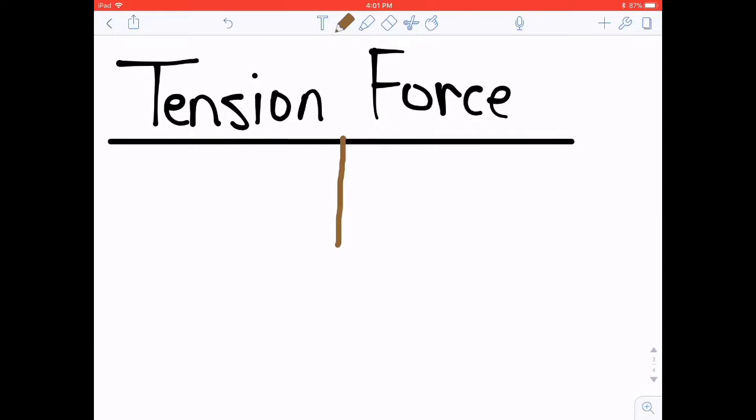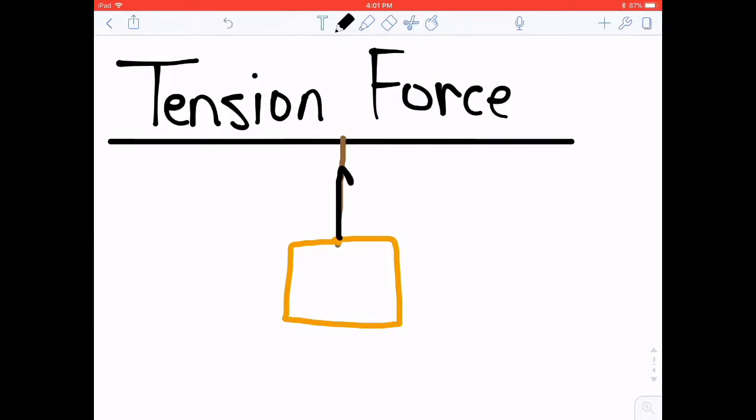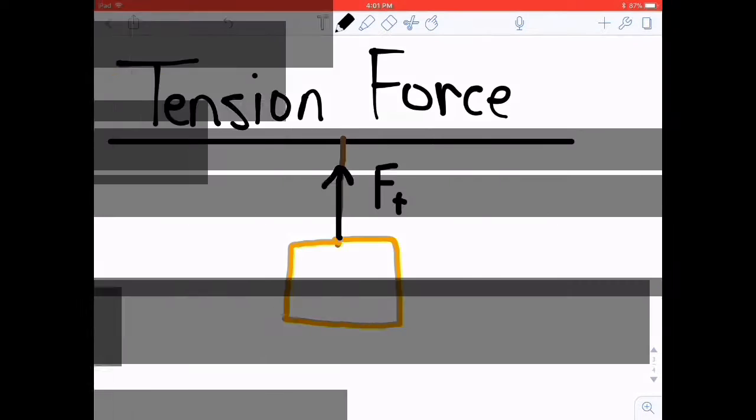Tension force is a type of pulling force that is transferred through a string, rope, cable, or wire. The tension force is always directed along the length of said wire or rope, as you can see in this example where the box is hanging from a rope.